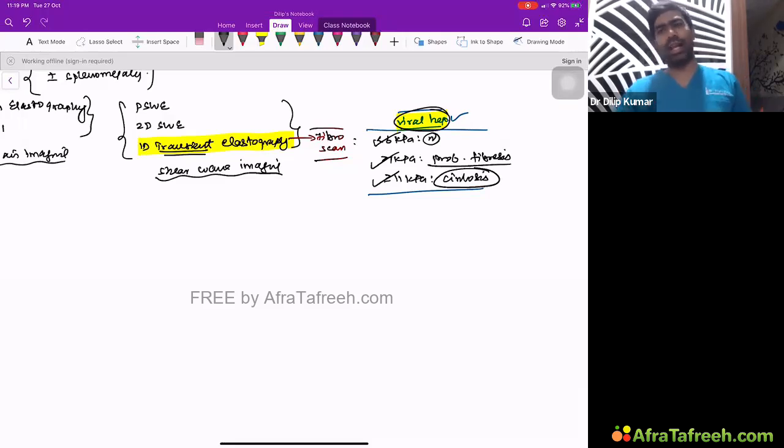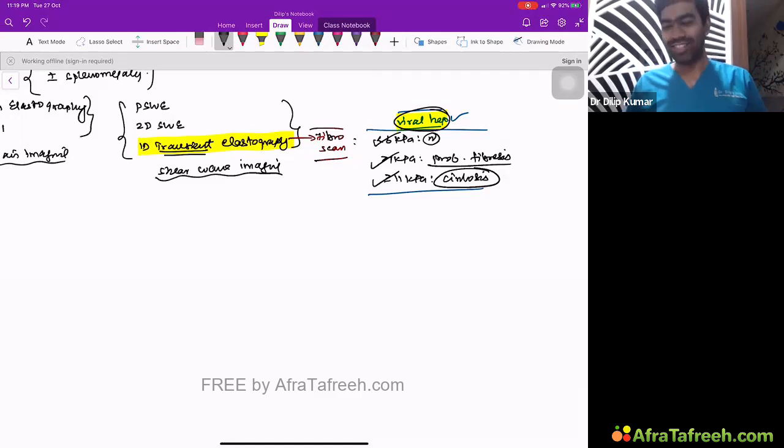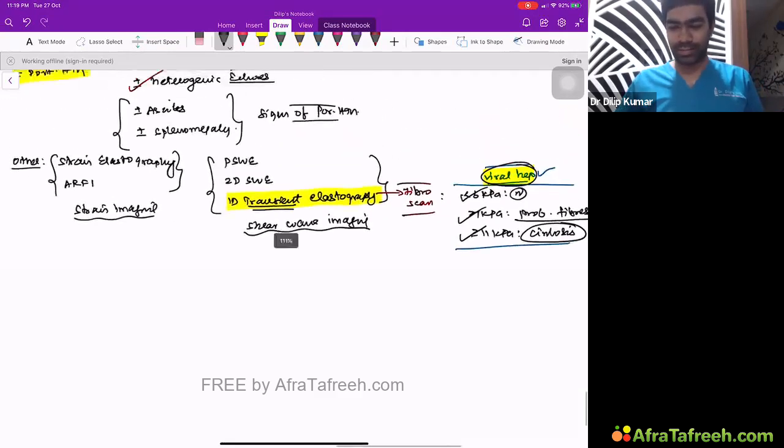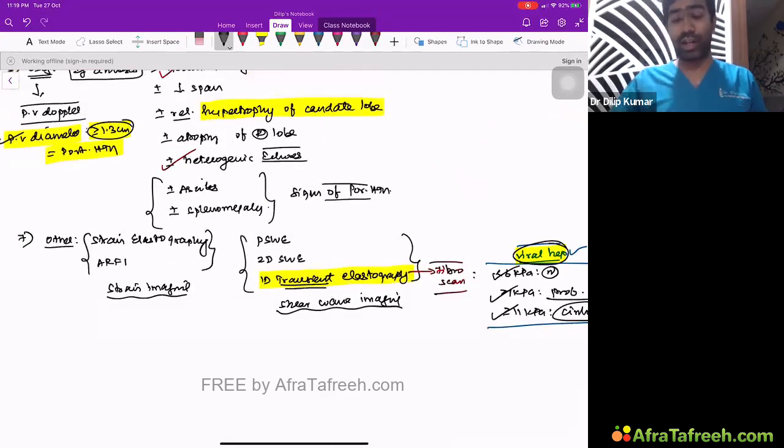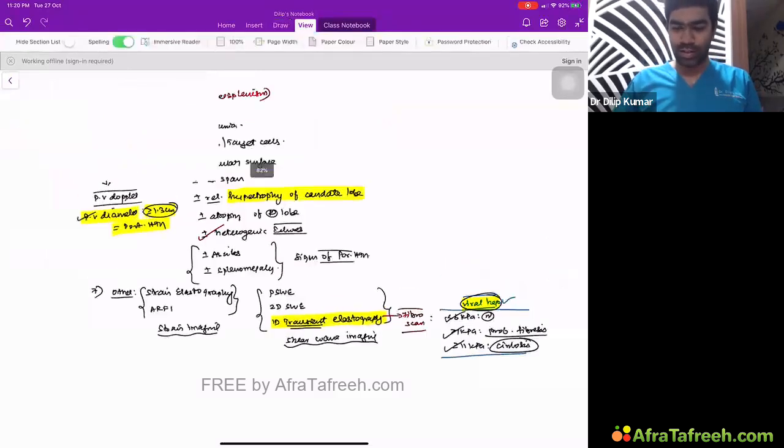But nevertheless, the line between CLD and cirrhosis cannot be really delineated. It's very, very difficult. In reality, the only confirmatory investigation to tell whether it is chronic hepatitis or cirrhosis, and what is the stage of chronic hepatitis, once again is biopsy. That's the only gold standard. But with all these investigations, it's very difficult to differentiate. You cannot really differentiate. That's the most important point. I think you can understand.